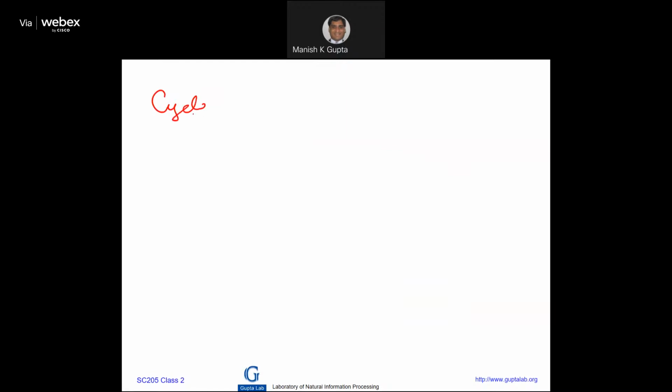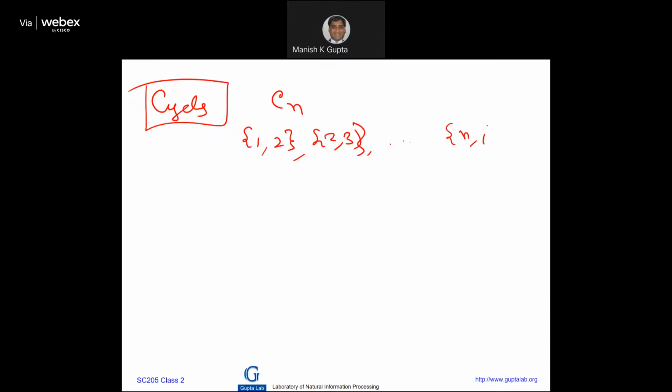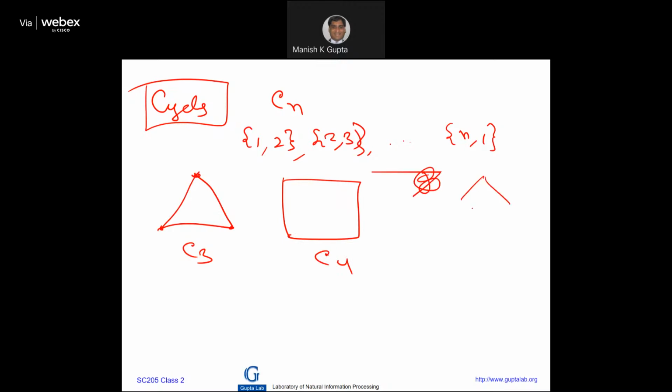Cycles. Cn: there are n vertices and edges are between 1 and 2, 2 and 3, and so on, n and 1. So cycle. C3. Okay. C4. C5, and so on. These are cycles, you know.